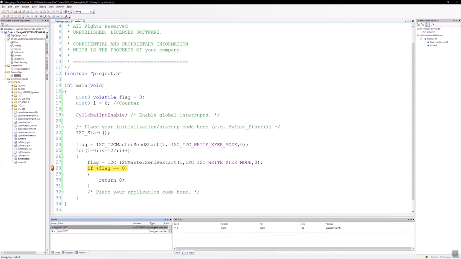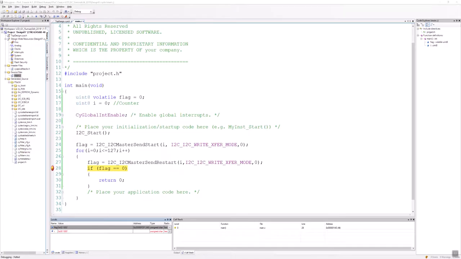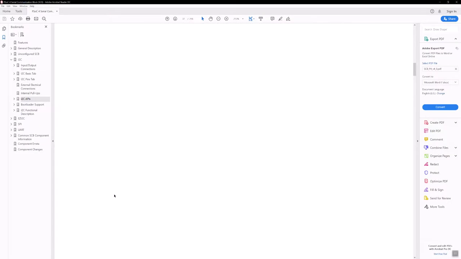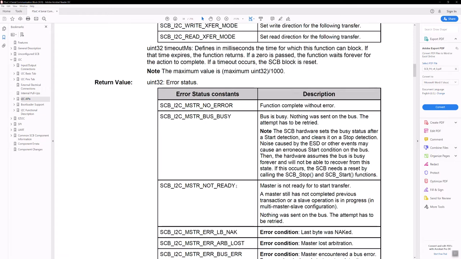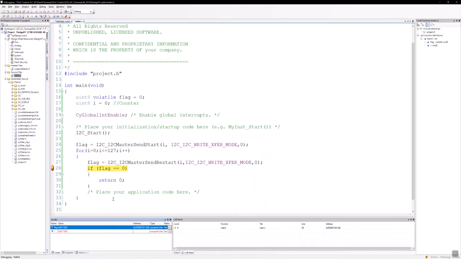So I see I get an error code of 2. I thought I was going to be getting error codes of 1, but it's error code of 2. What that means is the master's not ready to start a transfer, has not completed a previous transaction, or a slave operation is in progress. Nothing was sent on the bus. The attempt has to be retried. Okay, so I have to retry it.